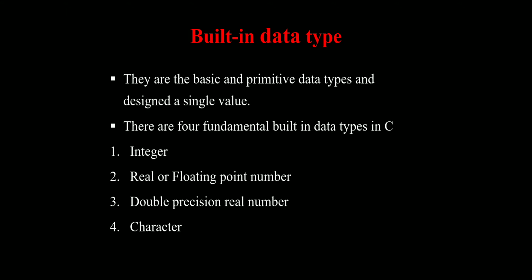Built-in data types are the basic and primitive data types, designed to hold a single value. There are four fundamental built-in data types. The first one is integer, the second one is real or floating point, the third one is double precision real numbers, and the fourth one is character. These are the fundamental built-in data types. We can discuss them one by one.